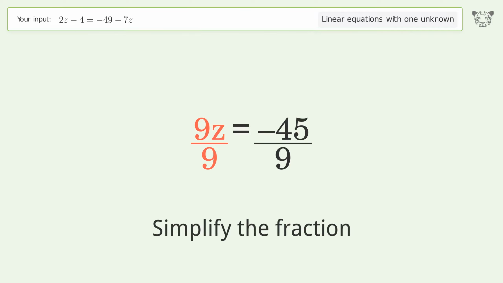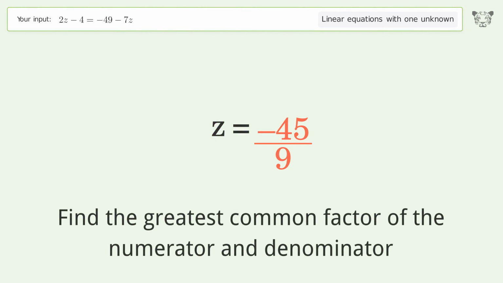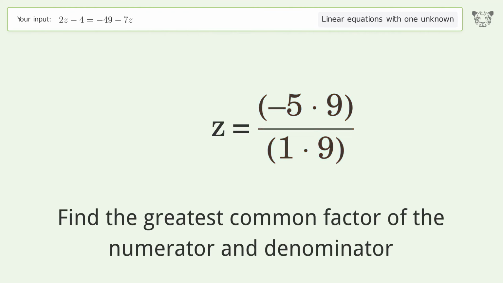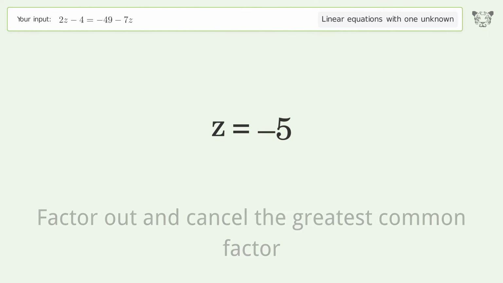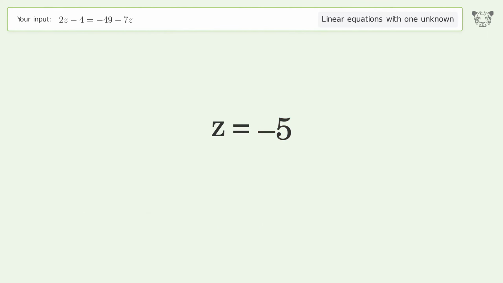Simplify the fraction. Find the greatest common factor of the numerator and denominator. Factor out and cancel the greatest common factor. And so the final result is z equals -5.